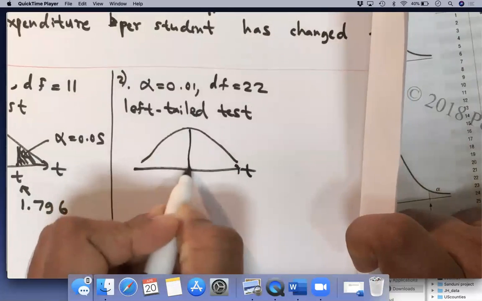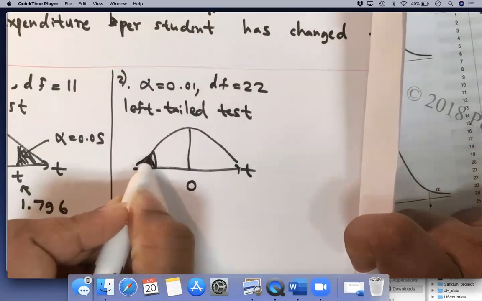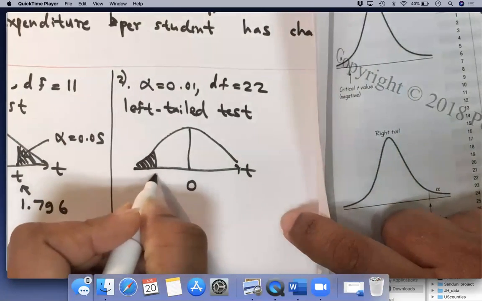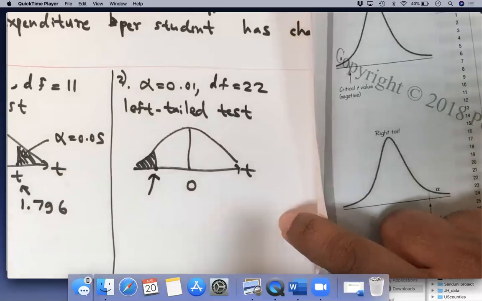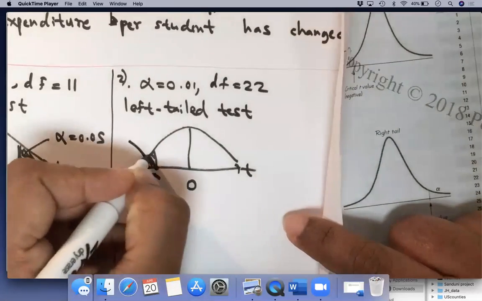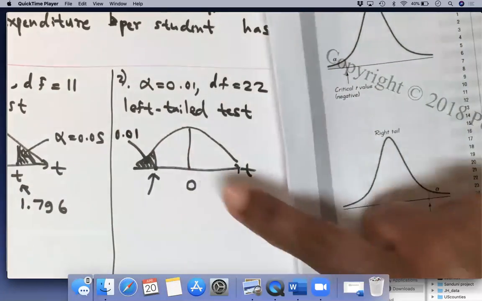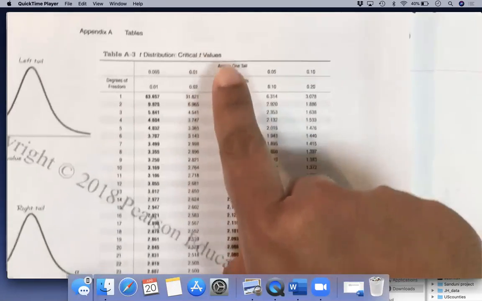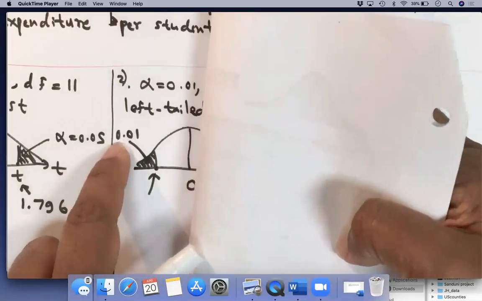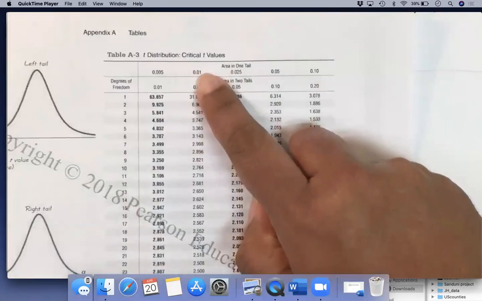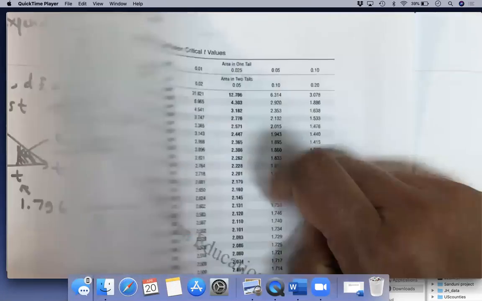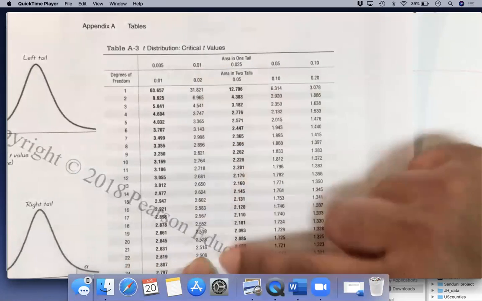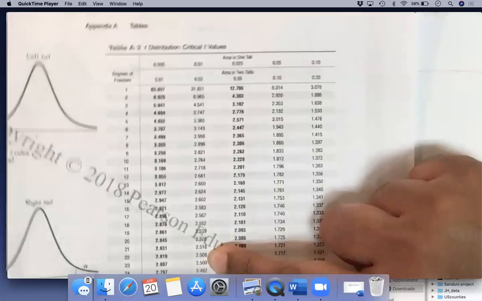T distribution, middle is 0. Here it's left tail, so your significance level is on your left side. So what is the value of this point? You want to find that one. That is our T critical value. What is this area? 0.01. That is our alpha. Now use the table. Again, you have to use the first row. Area in one tail, what is the value? 0.01. Then what is the degrees of freedom? 22. 0.01 and 22. It's this, 2.508.